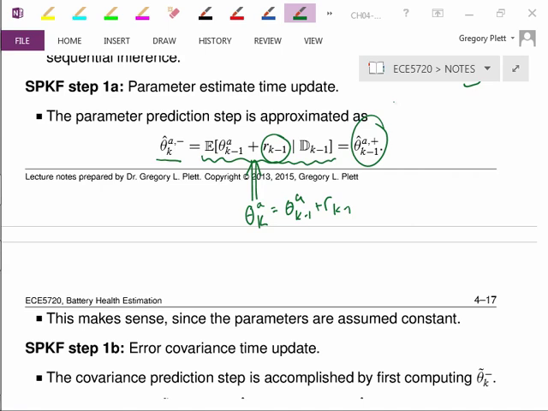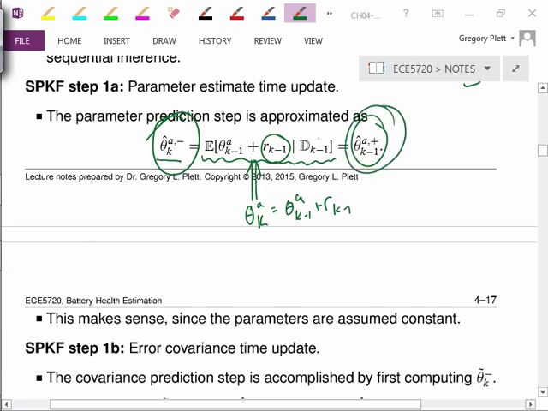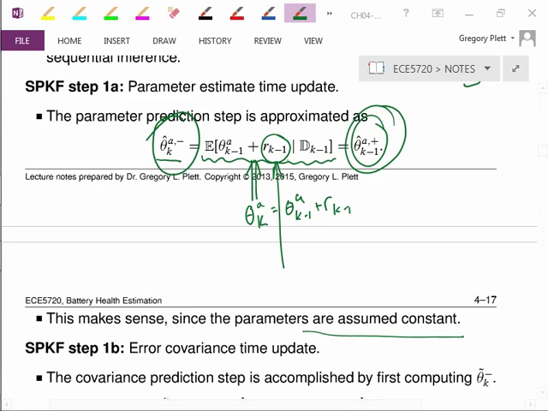So step 1a is trivial. It says the parameter prediction at this point in time is equal to the previous parameter estimate. I don't do any computations at all. And I think this makes sense. The parameters are assumed basically to be constant, except for this small fictitious noise that could drive the parameters around a little bit, but there's certainly no deterministic known trend to the parameters from one time instant to the other, so we predict the present parameters to be the previous estimated parameters.